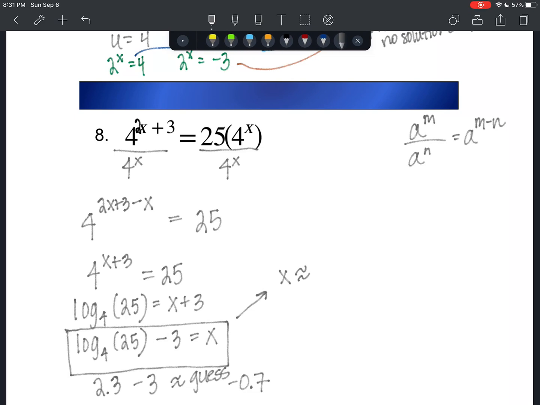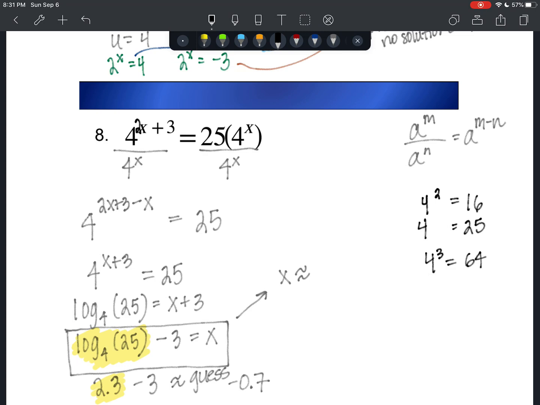Okay. Really important for you to be able to start looking at these numerical expressions and estimating them. So if you're still having trouble with that, 4 squared is 16. 4 cubed is 64. I need 25. So 4 raised to some power is 25. It's going to be between 2 and 3, and closer to 2 than it is to 3. So that's why I guess 2.3.